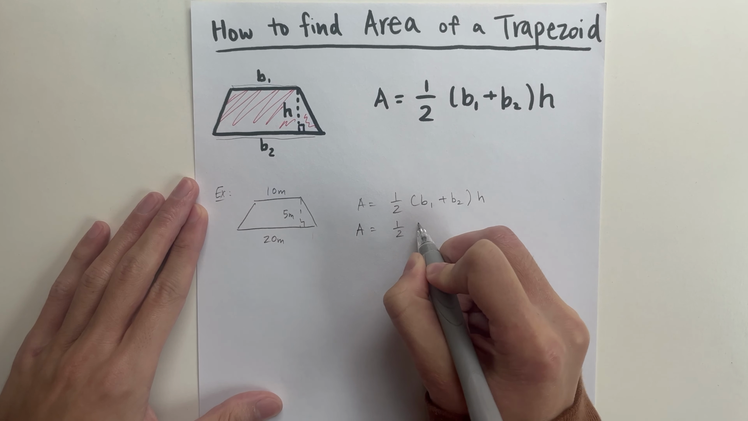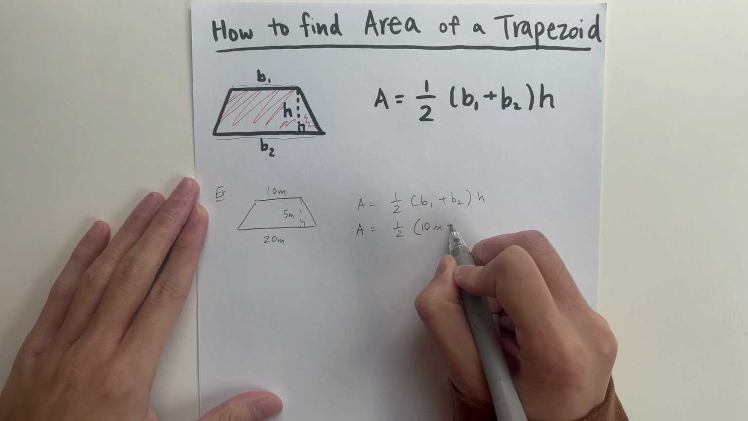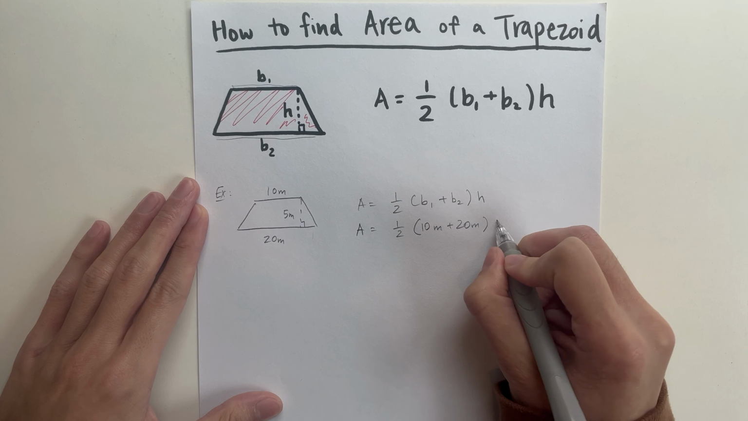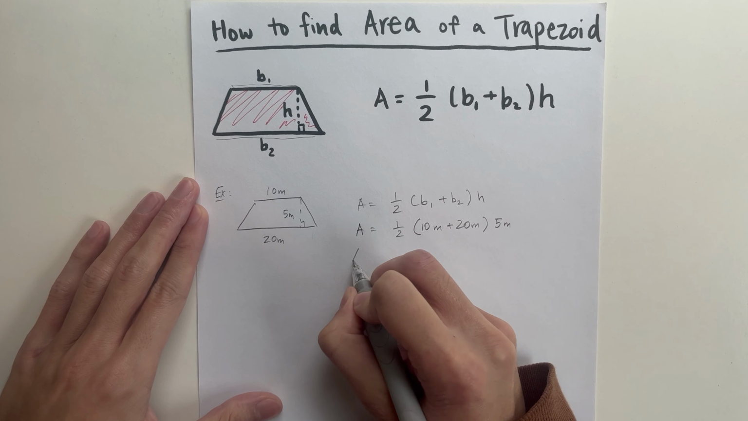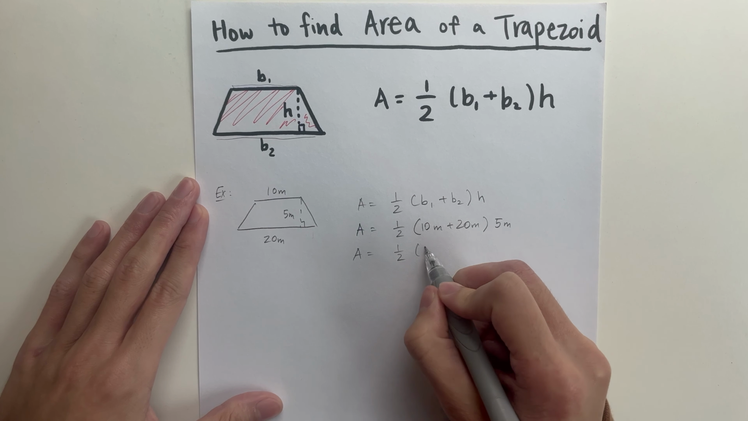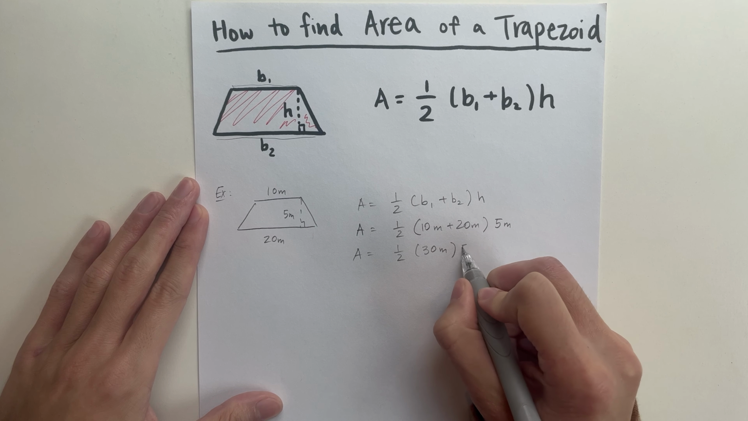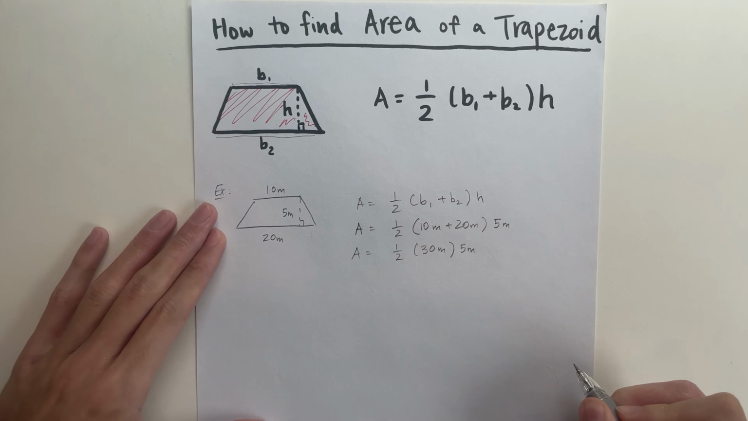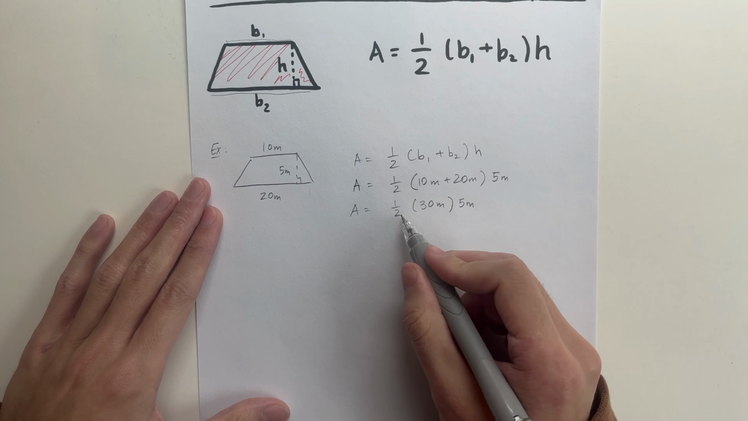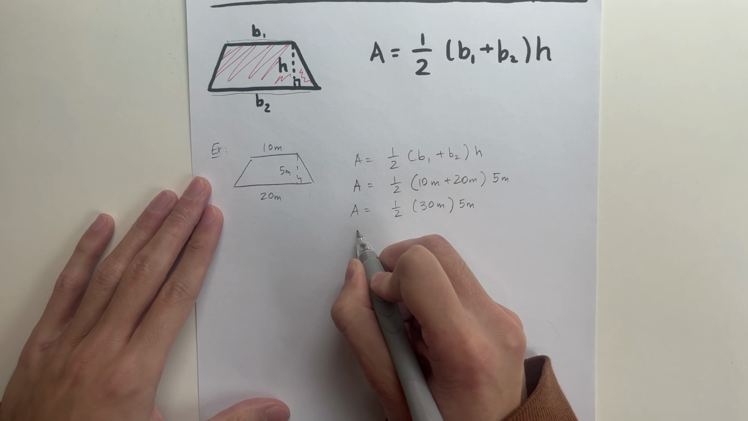Area equals 1/2. Base 1 is given as 10 meters, plus base 2 is 20 meters, times the height, which is going to be 5 meters. So once we multiply it out, it's going to be 1/2 times 30 meters, because that's 10 plus 20 meters, multiplied by 5 meters. Now for this math right over here, we can multiply everything out, or we can take a shortcut. So 1/2 of 30, that is going to be 15.